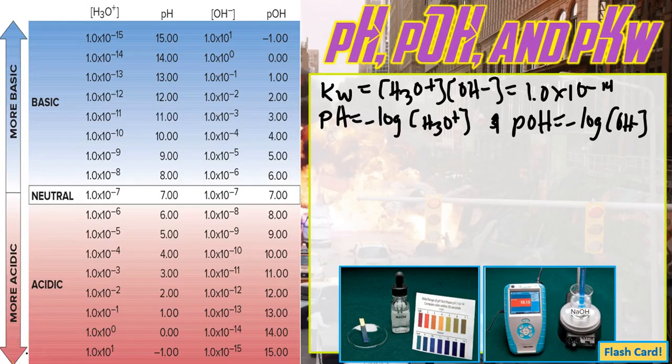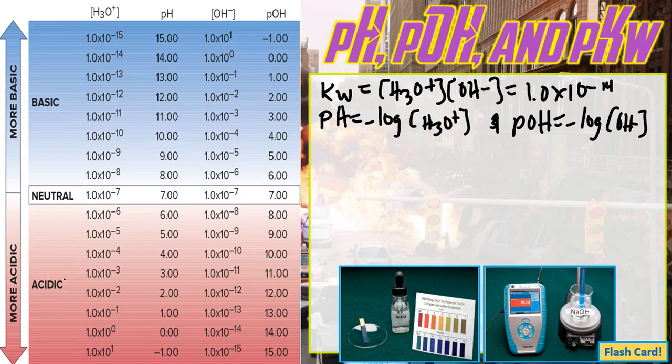Okay, it's layering information time, folks. So we have our KW value, our ion product constant, and that's going to equal our H3O plus concentration multiplied by our OH minus concentration, which we know is 1.0 times 10 to the negative 14. We can get our individual concentrations of H3O plus and OH minus, which we know is going to be 1.0 times 10 to the negative 7 molar for each. We also know that pH is equal to negative log of H3O plus and pOH is equal to negative log of OH minus. We use that P scale to help us keep positive numbers and be able to get a scale, right? A pH scale.